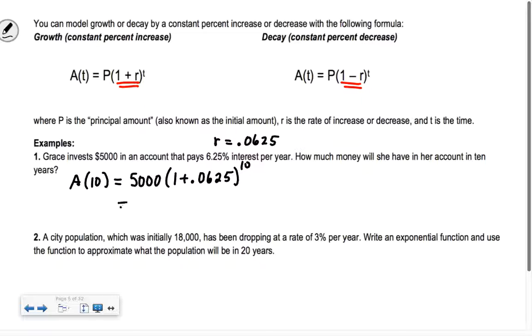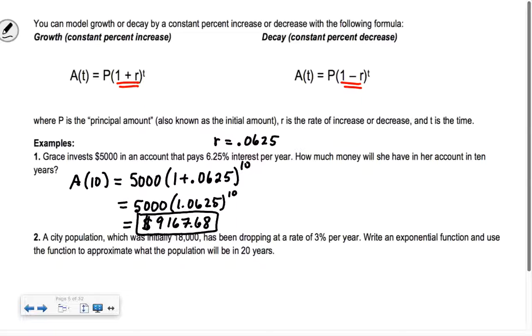raised to the 10. So what I put in my calculator is 1.0625 to the 10, and then multiplied by 5,000. Luckily, your calculators do this all together. So you could have even left that plus in there, and it would still be okay. So we get $9,167.68.